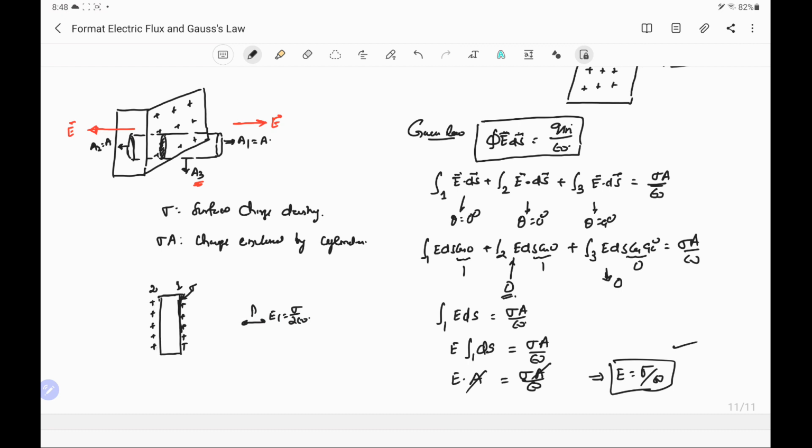Similarly, for the other surface, the field will also be sigma by 2 epsilon naught. That means for both surfaces, we say E equals E1 plus E2, because these are in the same direction. It is sigma by epsilon naught. So we get sigma by epsilon naught for a thin charged conducting surface. Parallel plate capacitor.